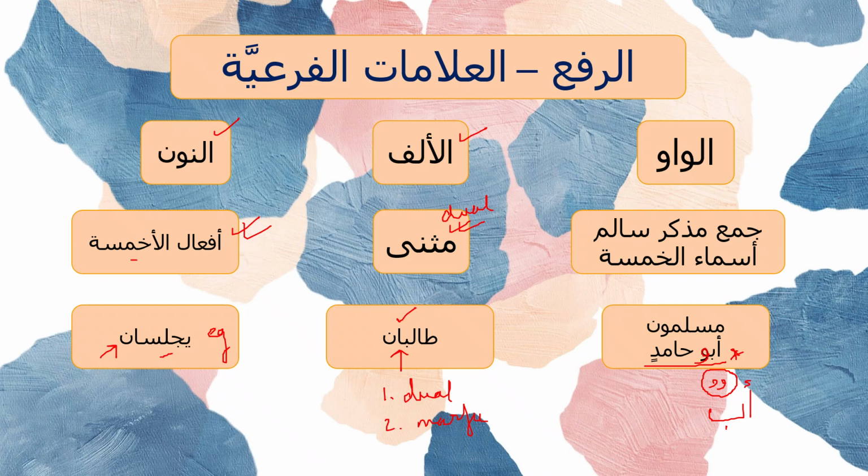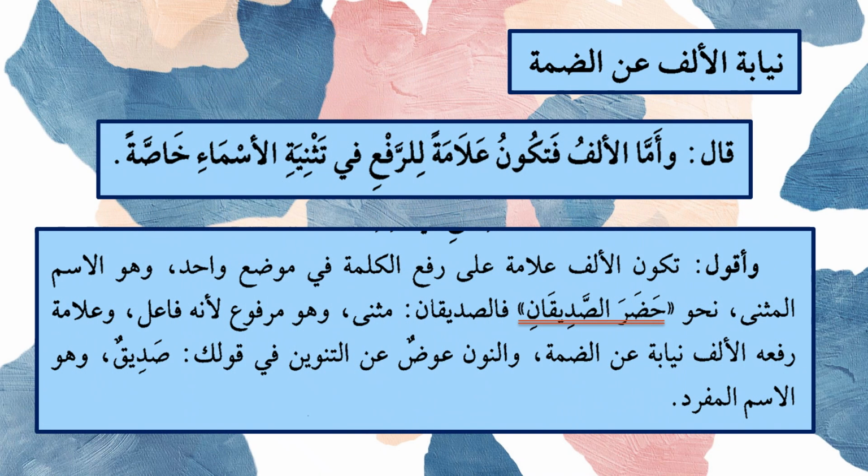The present tense is changing its position from marfu to mansub to majzoom. Past tense does not change its position. Past tense is always mabni. So here I'm talking about only the present tense, and in the present tense you will find the afalul khams, only in the present tense. So let's proceed further. Now let's understand the explanation of niyaba of alif and noon.